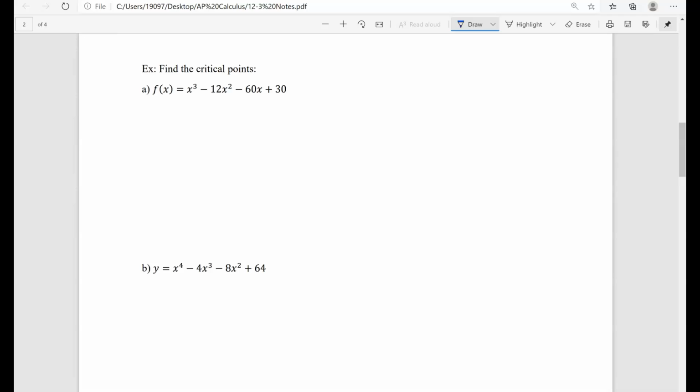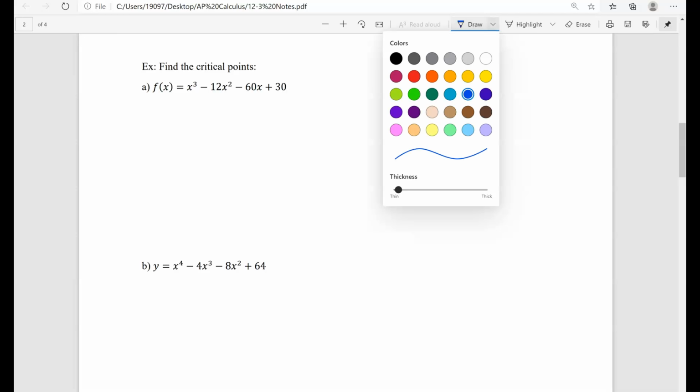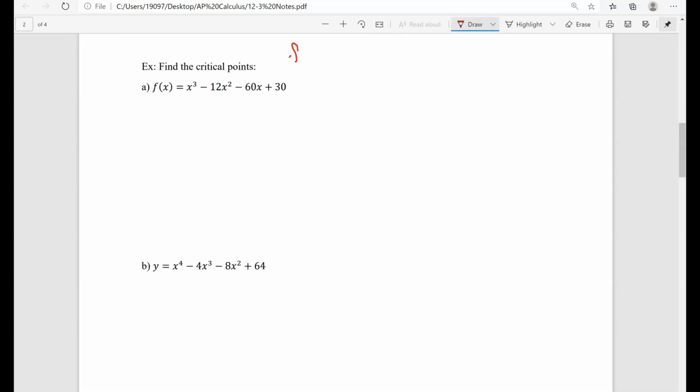Okay, so let's do a couple of examples, and I have a ton of examples here for you to do. So we want to find the critical points. Remember, in order to find the critical points, I need to do two different things. I need to take the derivative and set it equal to 0 and solve. And I also have to see where exactly the derivative is undefined. So there's two things that I have to take care of. For the most part, we're going to be doing number 1, and I'll show you when we can do number 2.